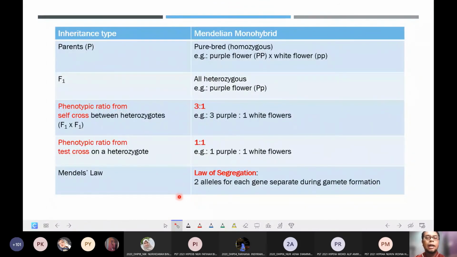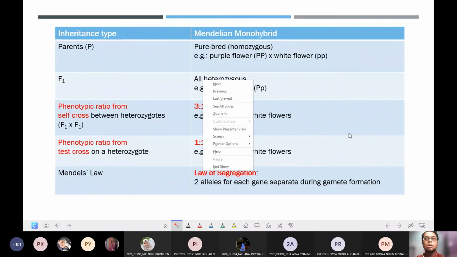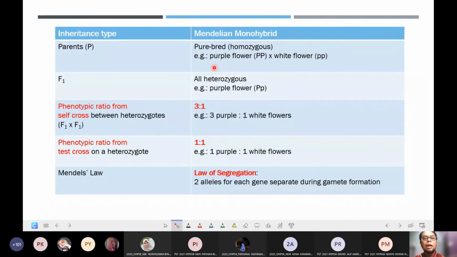And so this is the summary for the monohybrid cross that you need to take note of. Again, in a Mendelian monohybrid cross, normally the parents will be pure breeding parents, which are homozygous individuals. Example, we cross a plant with purple flowers, which is homozygous dominant, with another plant with white flowers, which shows the homozygous recessive condition. So capital P crossed with small p. All of the F1 generation will be heterozygous. For example, the F1 generation will all have purple flowers, and the genotype will be capital P, small p, heterozygous.